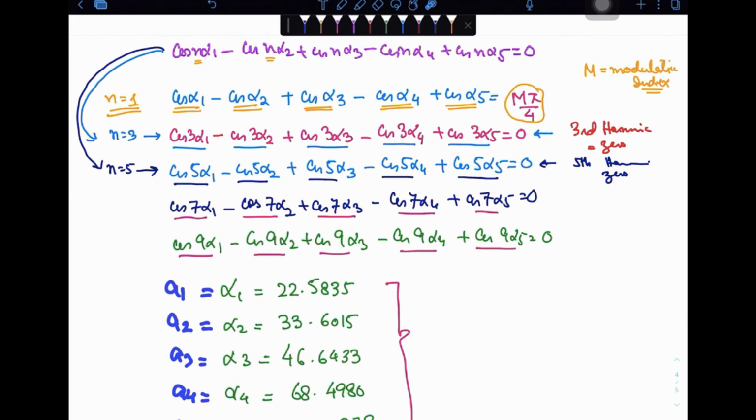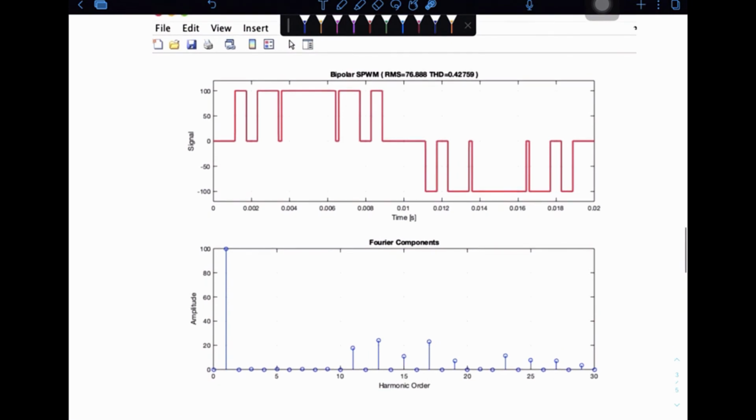So if I set these values in the simulation block and run this simulation, I will be getting this waveform, where this angle is alpha 1, this angle is alpha 2, this angle is alpha 3, this angle is alpha 4, and this angle is alpha 5. This is the load voltage waveform of the inverter output, and I have sketched the spectrum along with this.